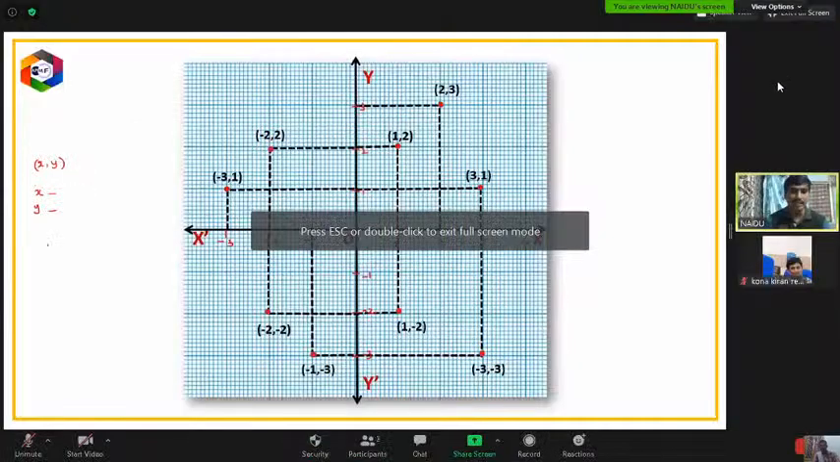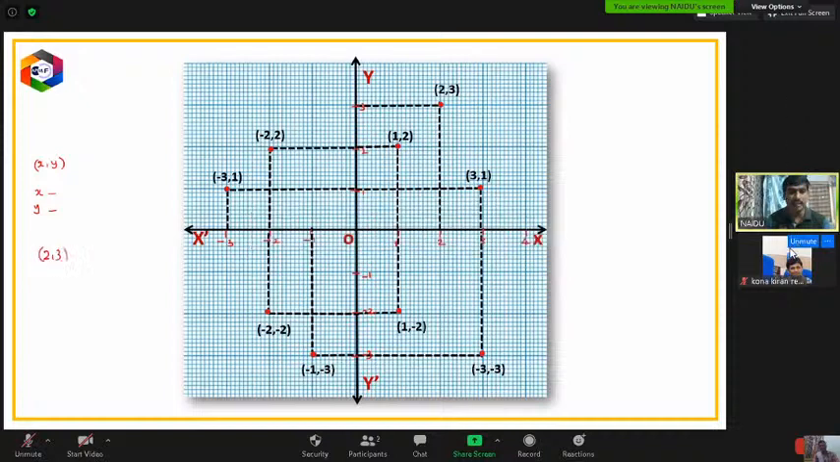So (x, y). Suppose you take (2, 3). This point is 2 units in the x direction and 3 units in the y direction. Or we can say it is 2 units from the y-axis and 3 units from the x-axis.